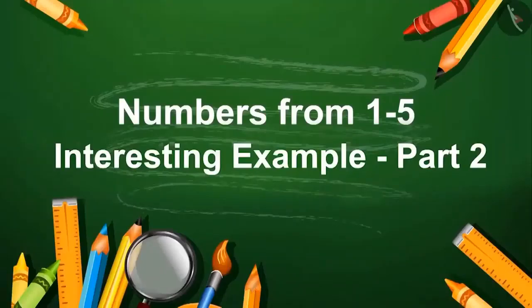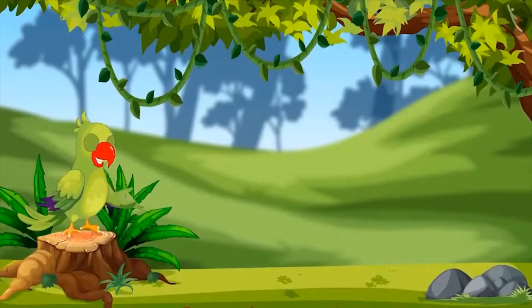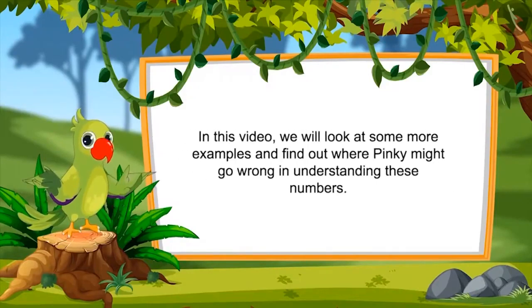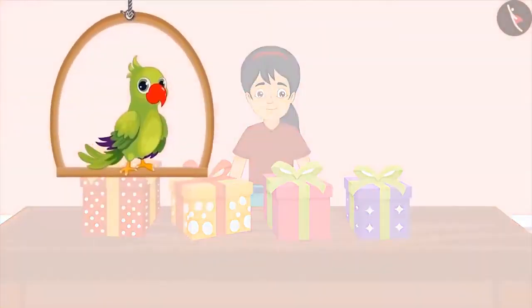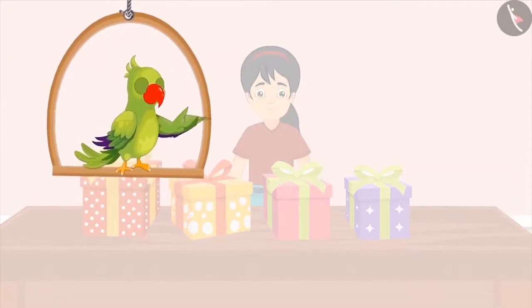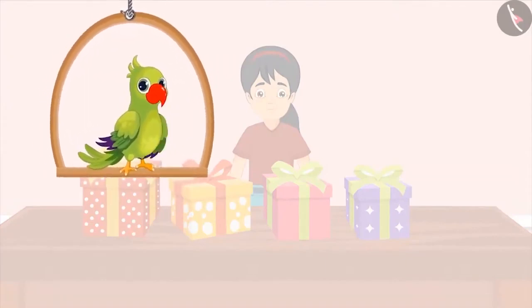Interesting example part 2. So children, in the previous video you saw some examples of numbers from 1 to 5 in which you compared these numbers. In this video we will look at some more examples and find out where Pinky might go wrong in understanding these numbers. Pinky has received a lot of gifts on her birthday. She is very excited to open them.